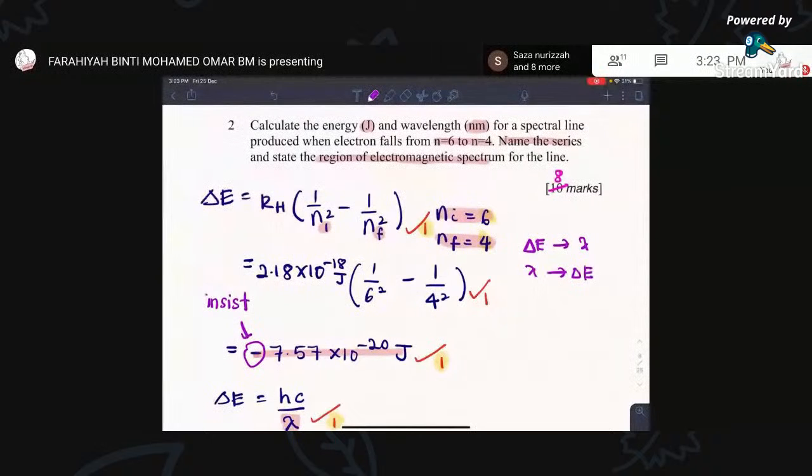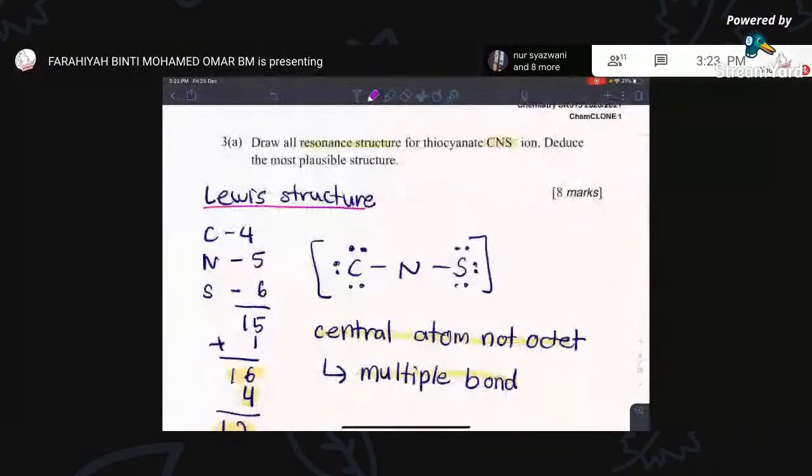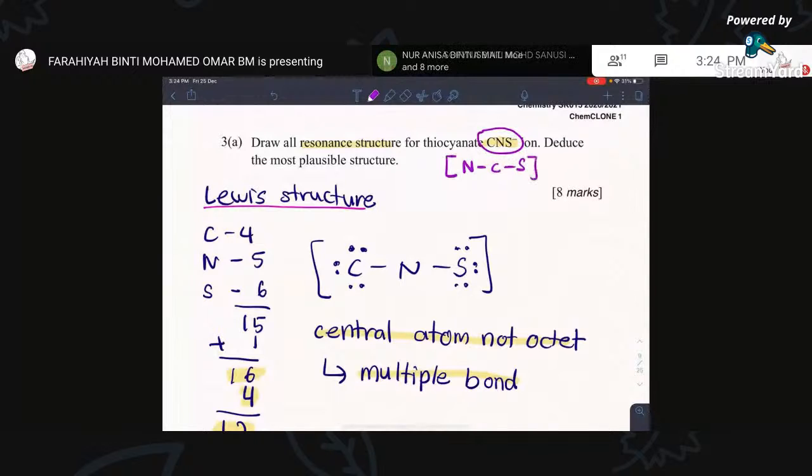Okay, so settle. And then for question 3, draw all the resonance structures for the thiocyanate ion. Here they have already arranged it. You cannot arrange it like this, N, C, S. It will be incorrect. You must follow the question. The question asks you to arrange like this. So you must follow the question.